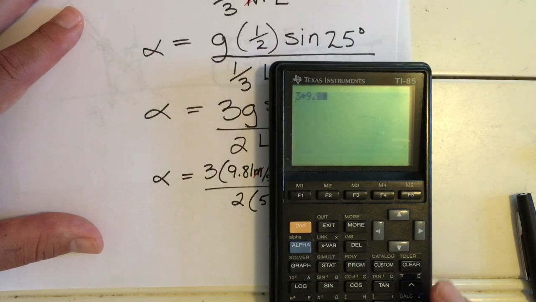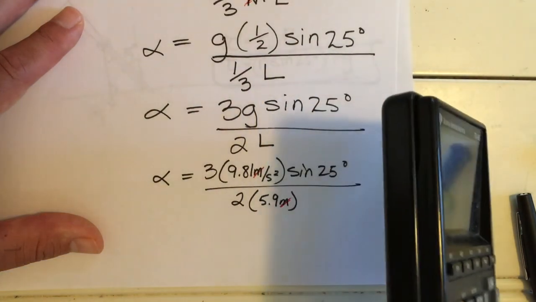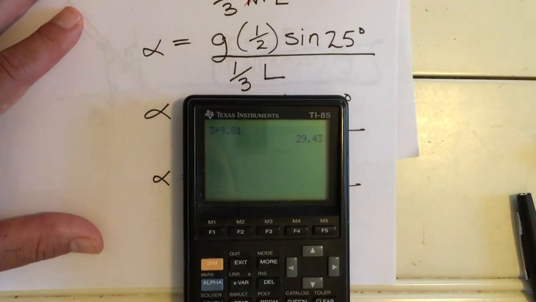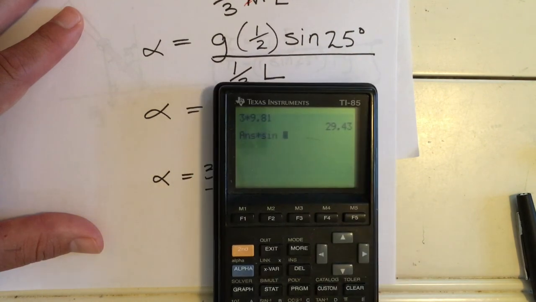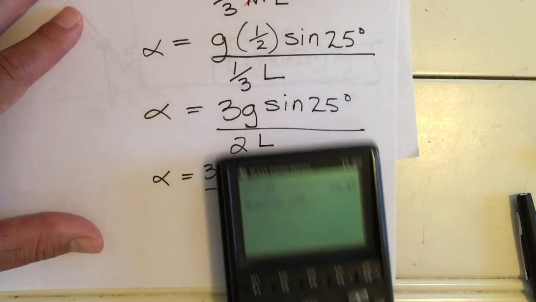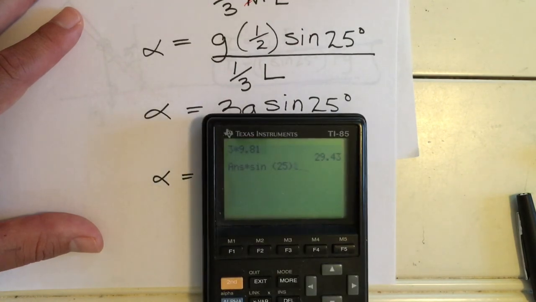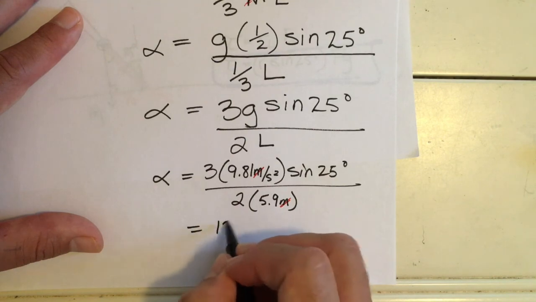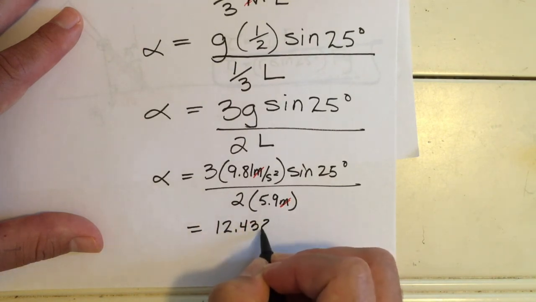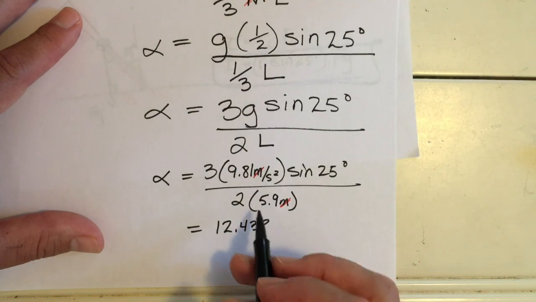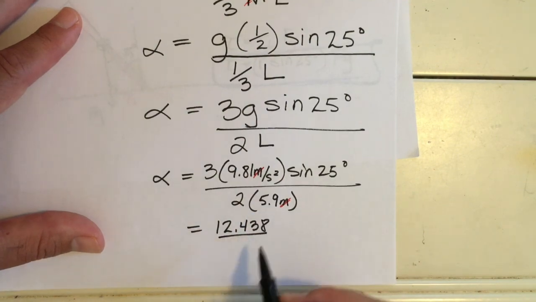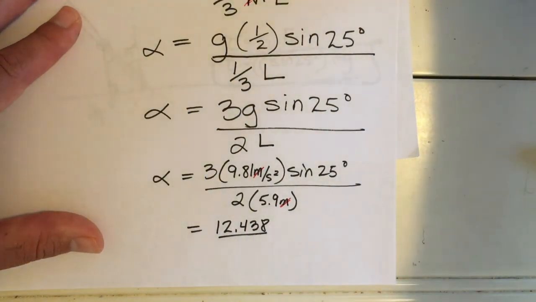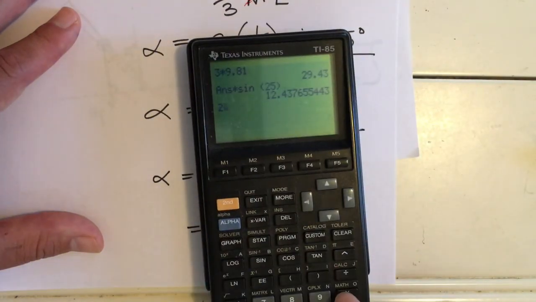3 times 9.81, 29.43 times the sine of 25. I think I'm still in degrees. I don't think I ever switched to radians. 12.438 approximately. In general, you don't want to round to the end of the problem, so I'm keeping this extra digit to help with that. 2 times 5.9.